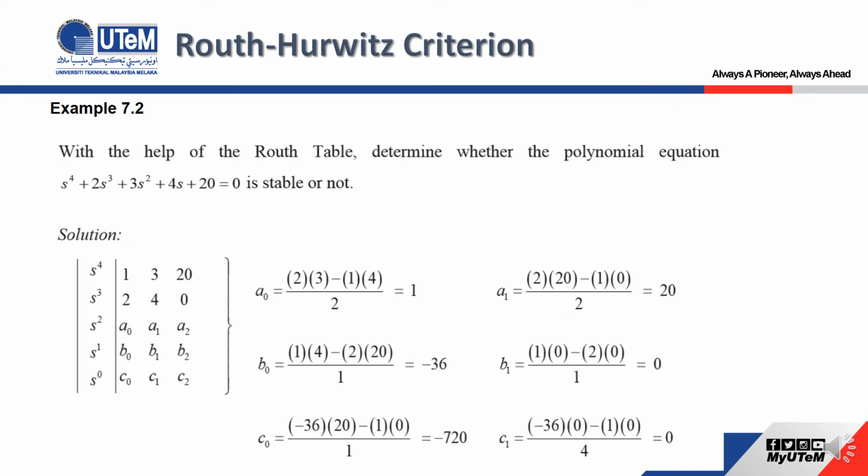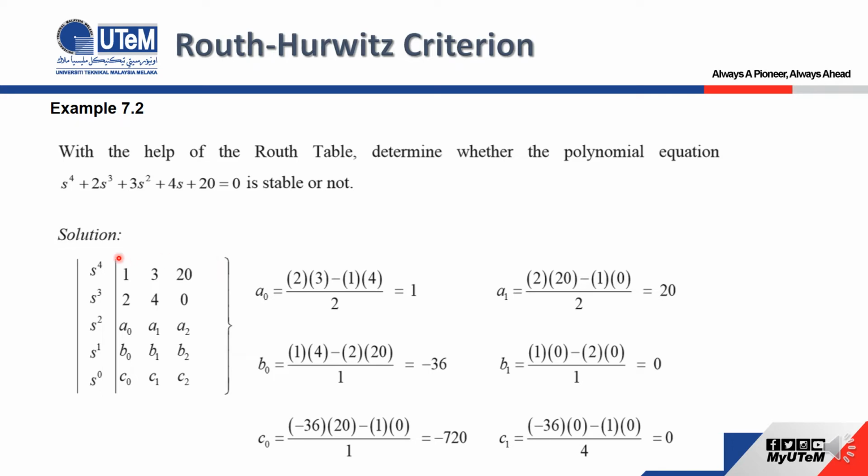Now let us look at another example. With the help of the Routh table, determine whether this polynomial equation is stable or not. Same as the previous example, we can consider this equation as the characteristic equation of the system. Based on this equation, we can complete this RH table.